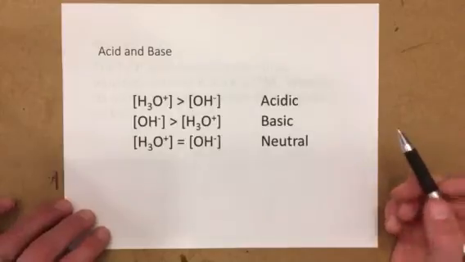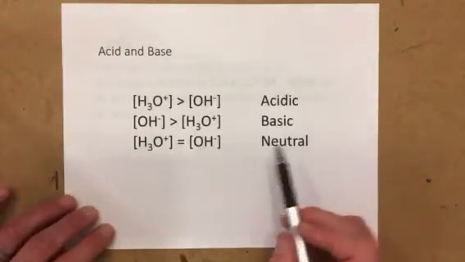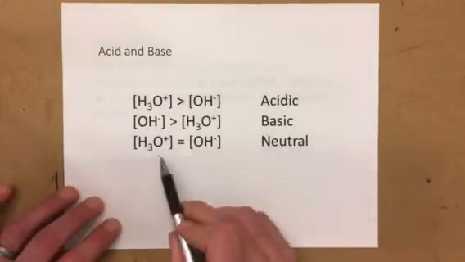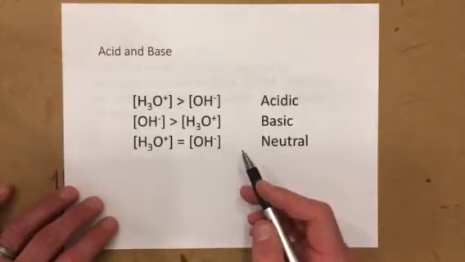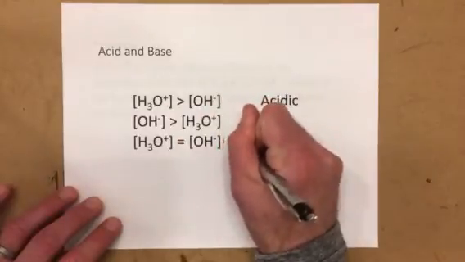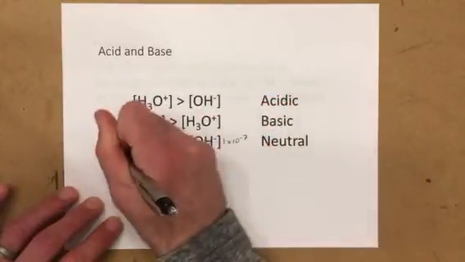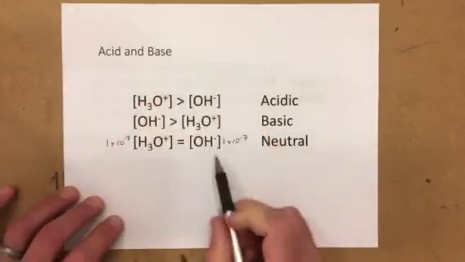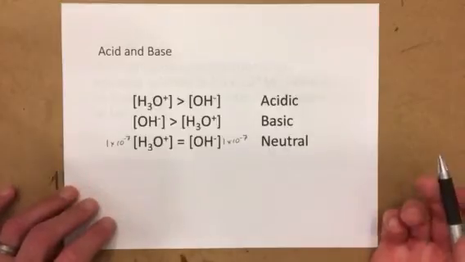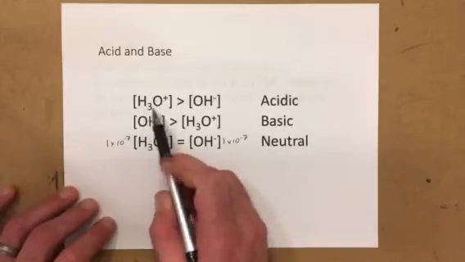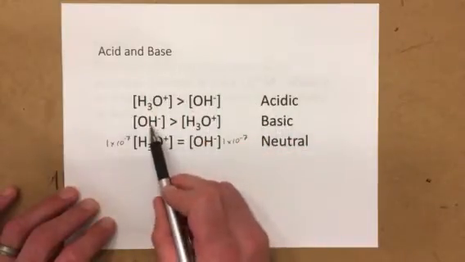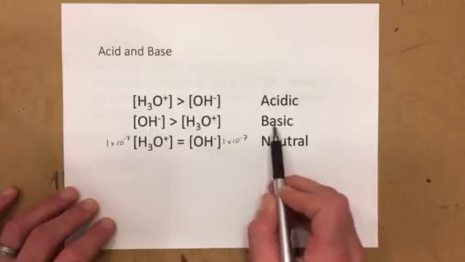So how do we know if something is acidic, basic, or neutral? Well, we know that something's neutral if the hydronium and the hydroxide are equal to each other. And since these two things have to multiply to be 1 times 10 to the minus 14, when these two things are equal, each one of these is 1 times 10 to the negative 7. So if you have 1 times 10 to the negative 7 for hydronium and hydroxide, they're equal to each other and the solution's neutral. When you have more hydronium than hydroxide, then the solution's acidic. And if you have more hydroxide than hydronium, it's basic.